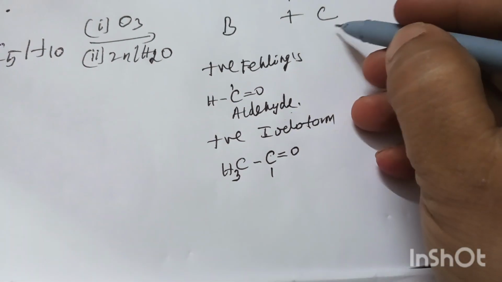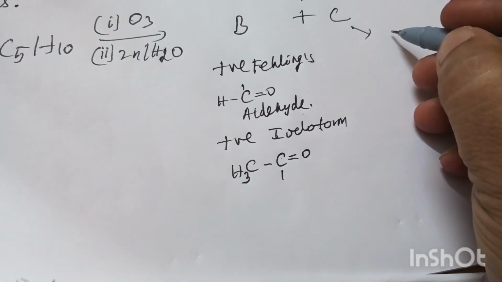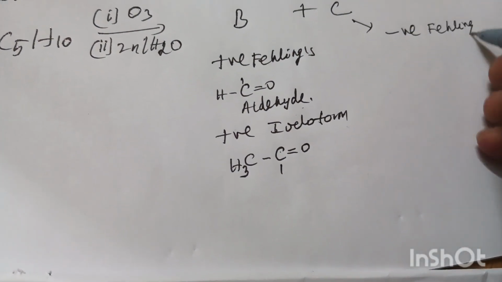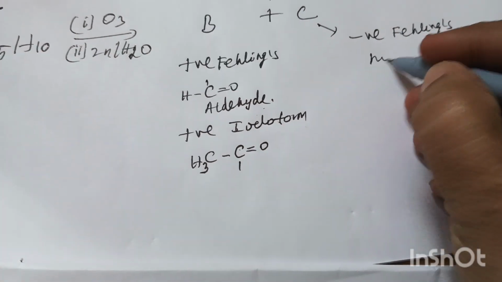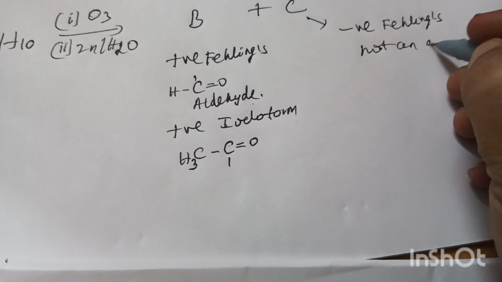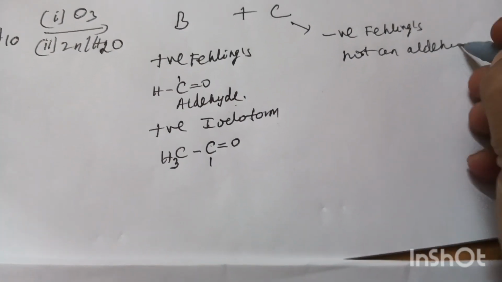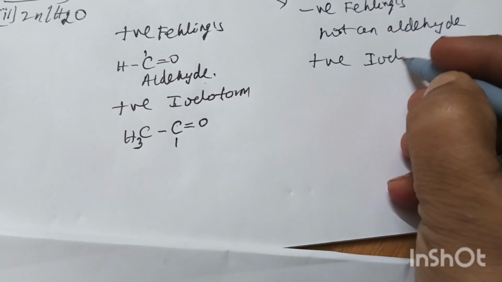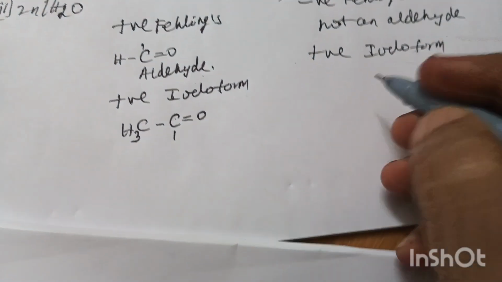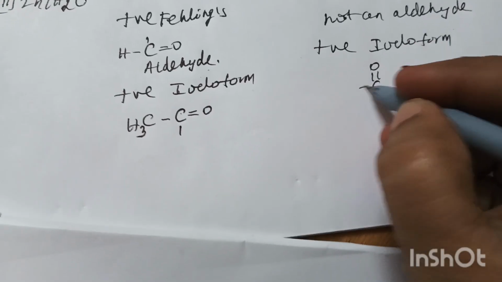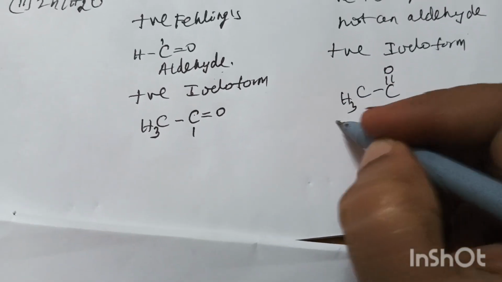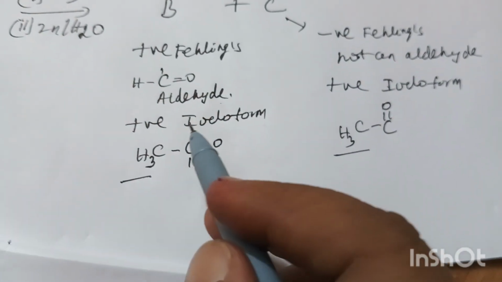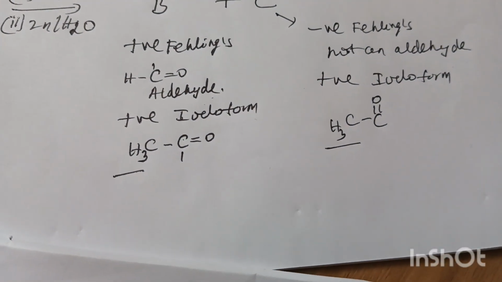And the clue given for compound C is that C does not give Fehling's test, a negative Fehling's test. That means C is not an aldehyde. But C gives a positive iodoform test. So that means C also must have C double bond O CH3, with the neighboring carbon being CH3. So both B and C give a positive iodoform test.